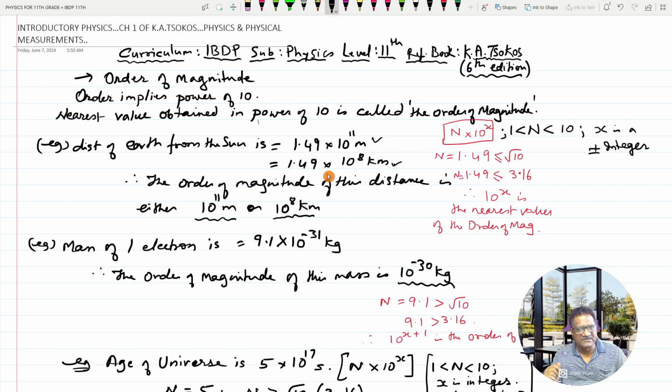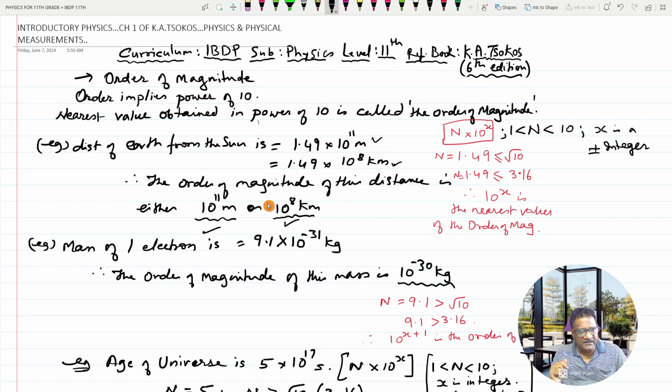Now if such a statement comes in front of you, what is the order of magnitude of this particular distance? The answer is that the order of magnitude of this distance can be written as either 10 raised to 11 meter, or 10 raised to 8 kilometer. This is the meaning of order of magnitude. So the order of magnitude of the distance between the earth and the sun is of the order 10 raised to 11 meter, or you can say 10 raised to 8 kilometer. Both the answers are correct.